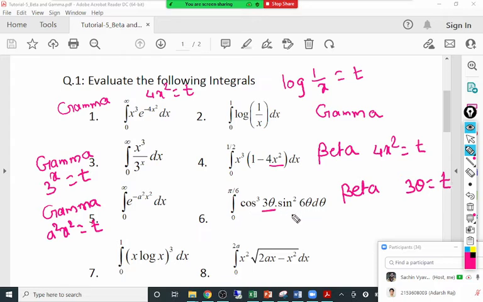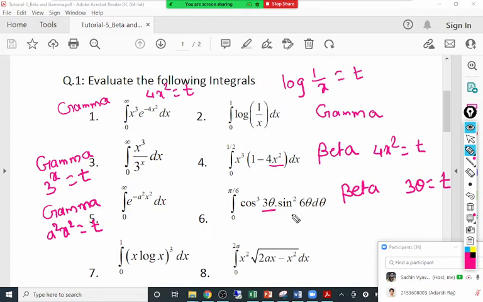But sine square 2t we can also simplify as 2 sine t cos t, and then we get a power of sine and cosine only. And then we use that formula: integration 0 to pi by 2 sine raised to p theta into cos raised to q theta d theta is 1 by 2 beta of (p plus 1 upon 2, q plus 1 upon 2). So that way we have to complete it.